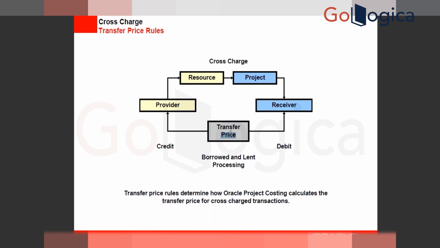I'm still not understanding both the sides. Here I'm the provider, right? Let me simplify it. From the provider side, our resource is going to work with Blue Project. Blue Project is a receiver. The receiver should pay the price to the provider, right? So the arrow symbol should go from the receiver, through the transfer price, to the provider, right?